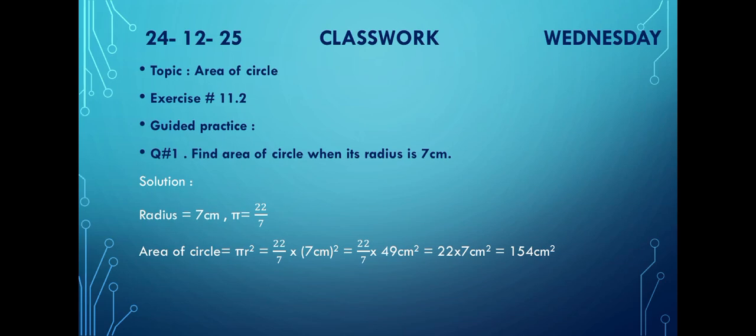Now here we have to find the area of a circle when its radius is 7 centimeter. Solution: radius equals 7 centimeter, pi is equal to 22/7, area of circle is equal to pi r squared, that is equal to 22/7 multiplied by 7 squared. So 7 squared is 49. You have to divide 49 by 7, so we're going to get 7. So 22 multiplied by 7 centimeter square is equal to 154 centimeter square.